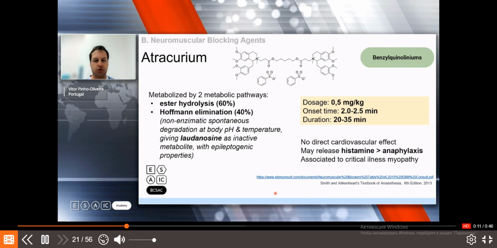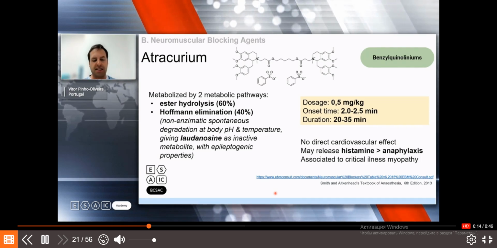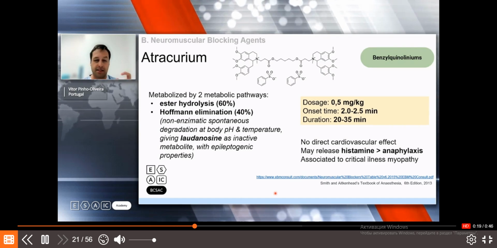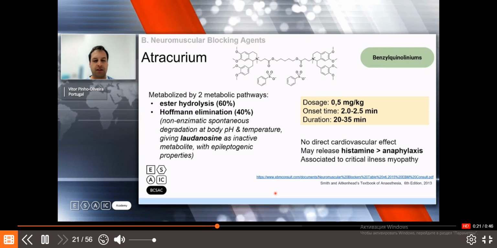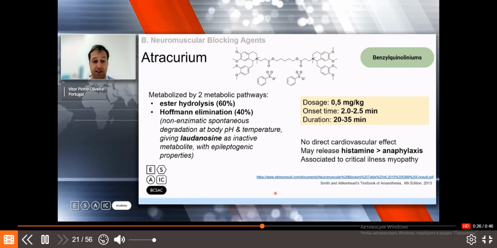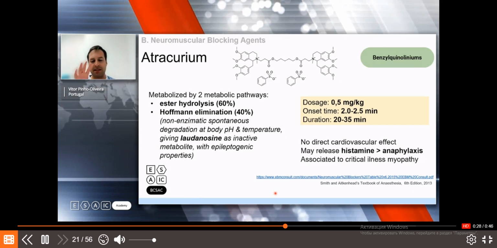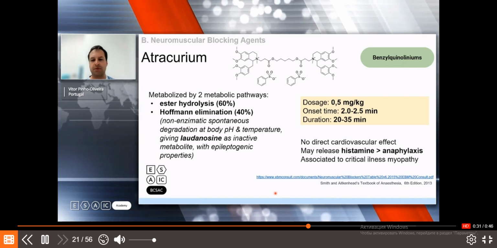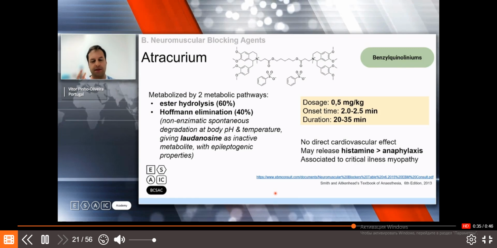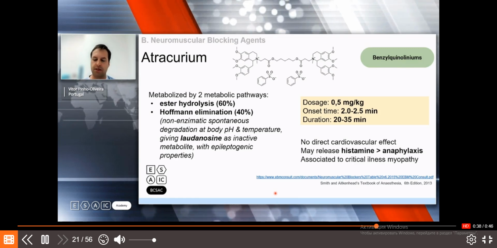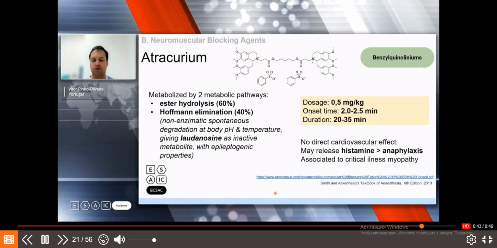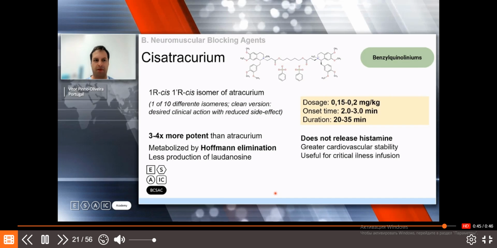The Hofmann elimination, as we all know, is the non-enzymatic spontaneous degradation at body pH and temperature, and it has this inactive metabolite, laudanosine, that is thought to promote hyperexcitogenic properties. These are the doses, the onset time, the duration. It has no known direct cardiovascular effect, but it may promote histamine release, so it's not advisable in cases of allergy, or it may promote anaphylaxis, and it is also associated with critical illness myopathy.